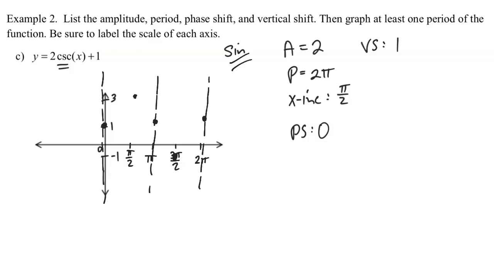All right, and then at every maximum and minimum, we are going to have our actual cosecant graph. And so this is going to be a full upward opening piece of the graph here, and then a full downward opening piece of the graph there at 3 pi over 2.